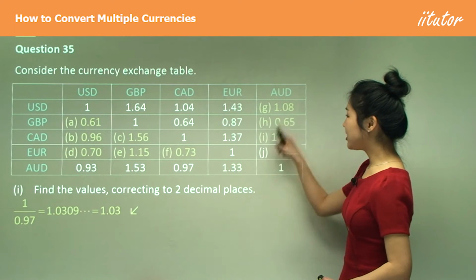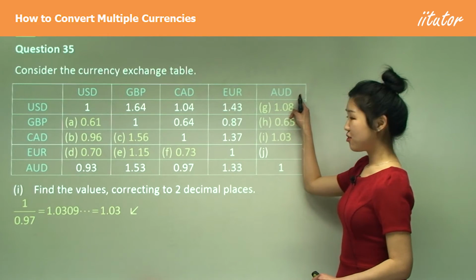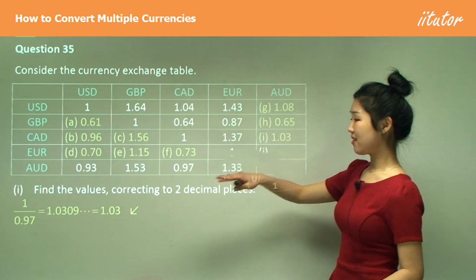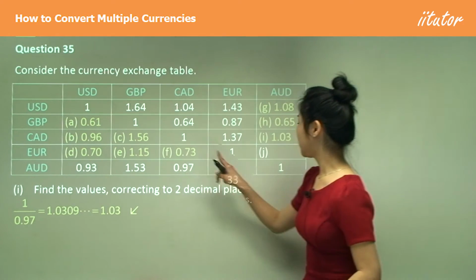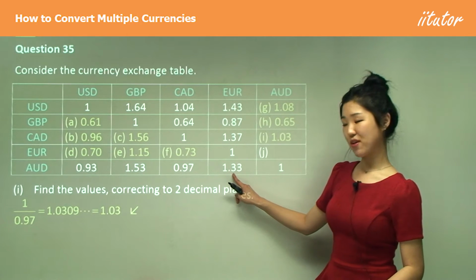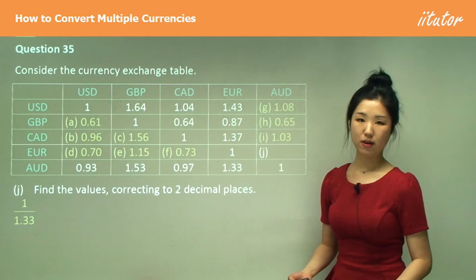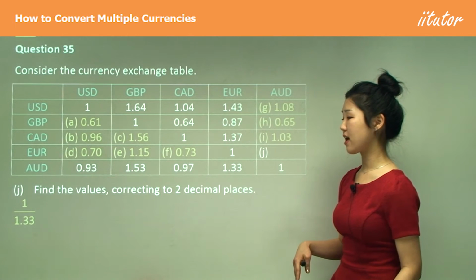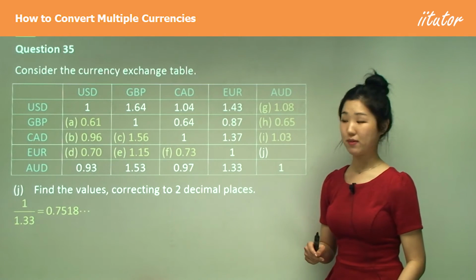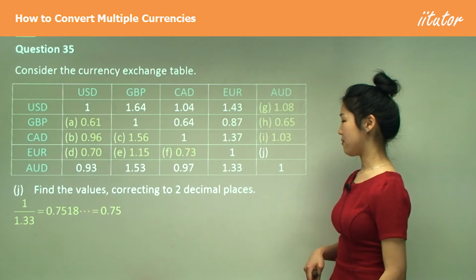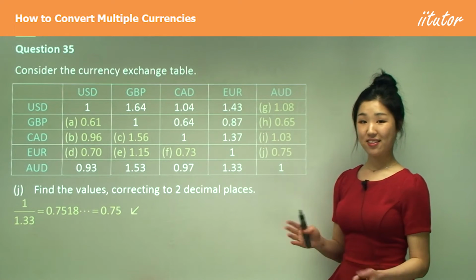EUR to AUD. Do we have it? Do we have AUD to EUR? AUD to EUR, yes we do. We have 1.33, so it's going to be for J, 1 over 1.33. Calculate it, plot it in your calculator, round it to 2 decimal places. Should be 0.75. So plot the last box, that's the end.